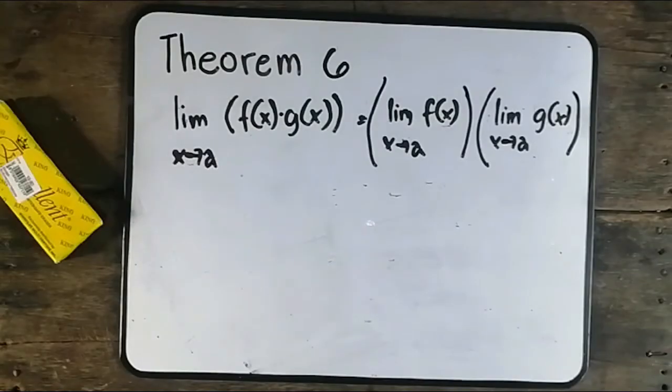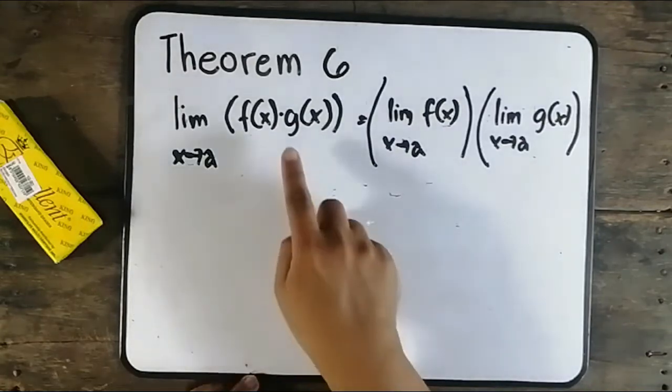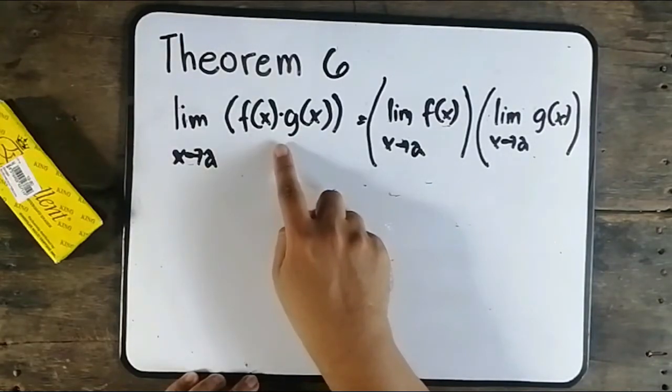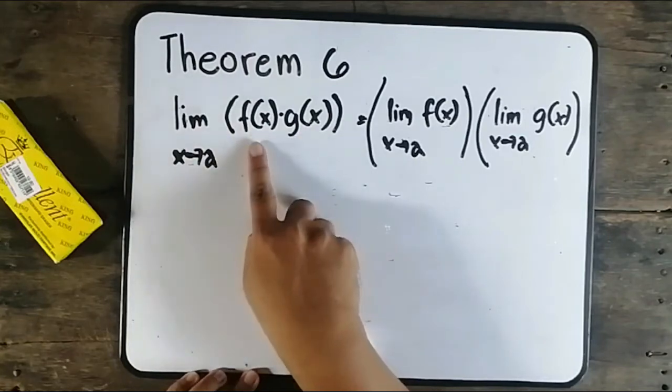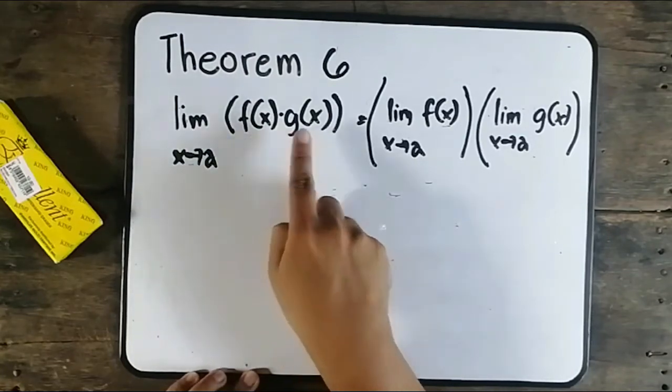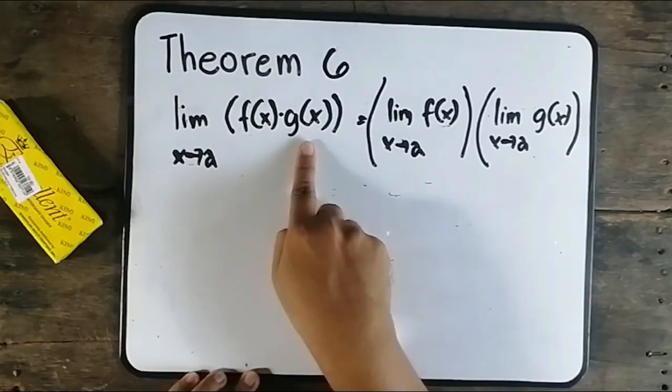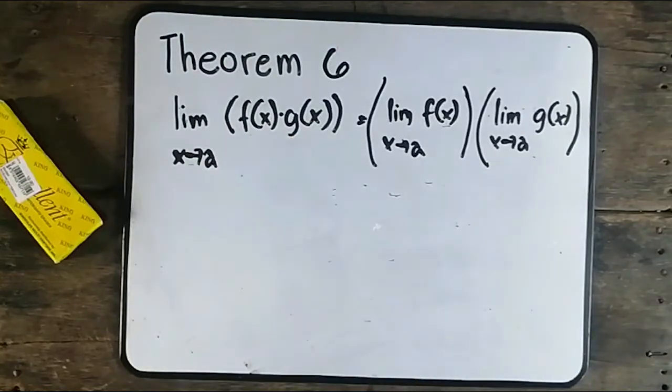Theorem 6 states that the limit of the product of two functions as x approaches a is actually equal to the product of the limits of the individual functions. Okay? So pag meron pala tayong product dito, hinahanap natin yung limit niya, okay? Pwede palang kunin natin yung limit nung isa and then i-multiply natin sa limit nung isa. Note that this is true for 2 or more. Okay, kahit mas maraming product pa yan, totoo pa rin itong theorem na ito.